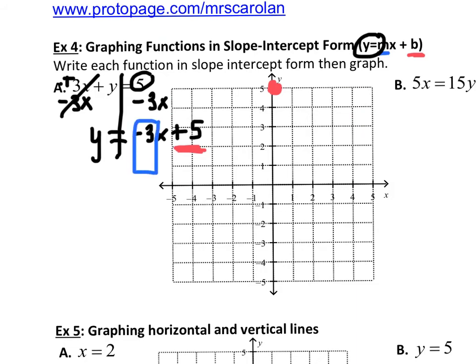Negative 3, it's over 1. So the negative means we'll go down 3, and the 1 means we'll go to the right 1. So from the y-intercept, we go down 3 and to the right 1. Down 3, to the right 1. And then you can connect those dots.